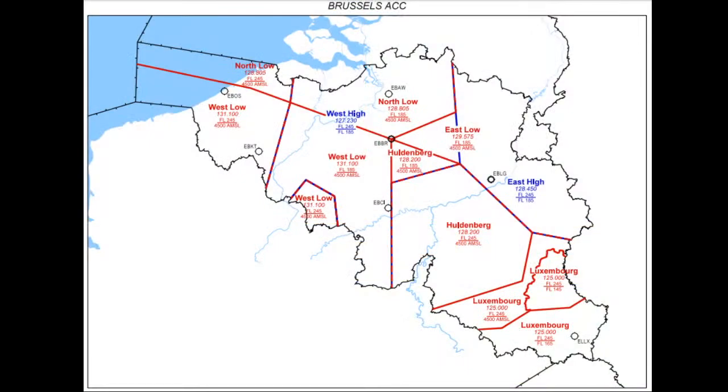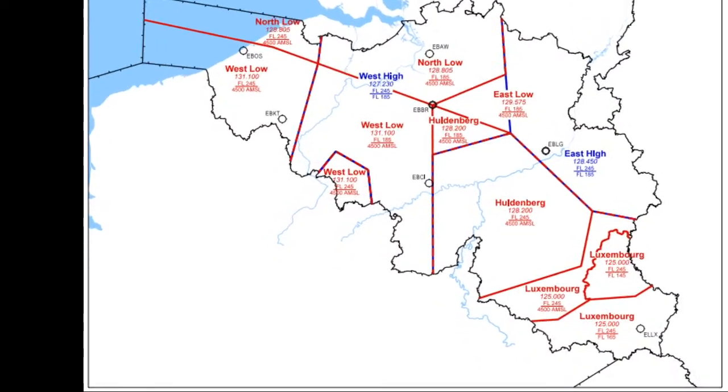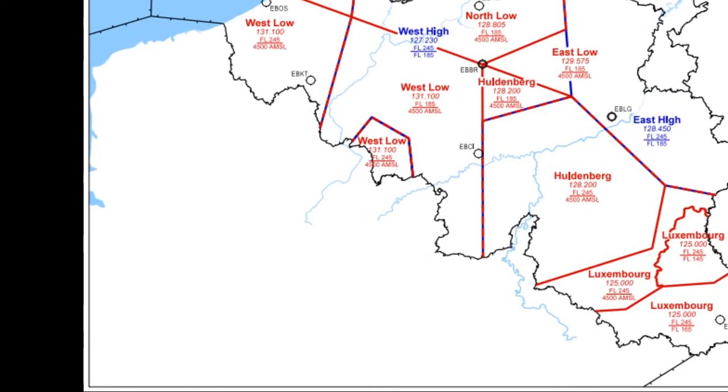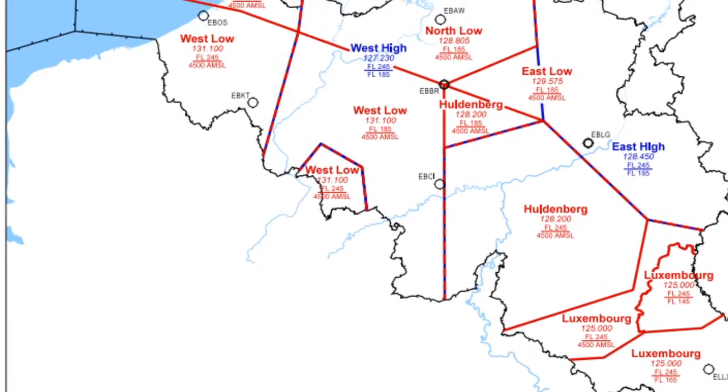Now let's take a look at that. Let me show you here a chart of Brussels ACC. That's in Belgium, in Europe. And as you can see here, there are plenty of different sectors. You see that they have different shapes, different sizes, and also it may be a little bit difficult to see, but there are also different altitudes. I'll try if I can make that bigger for you. Yeah, it's pretty much the best I can do.